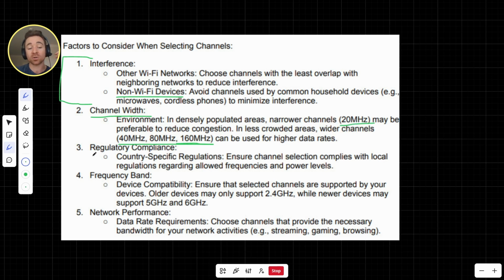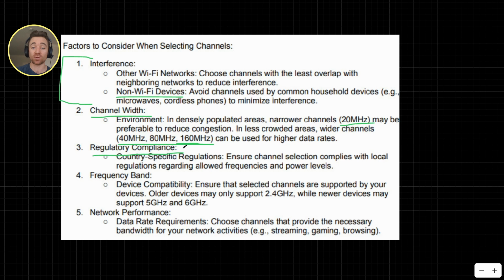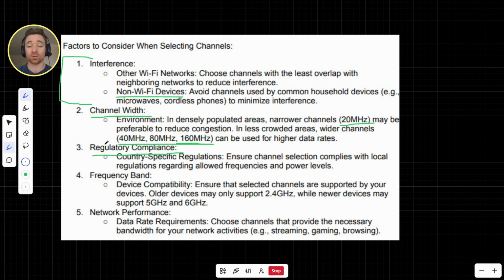You'll need to consider your regulatory compliance. Your particular area will have regulations regarding the channels that you can use, the width, things to that effect. So you'll need to be familiar. You don't need any specifics in terms of the exam. You just need to know that your area may have regulations that you do need to follow. You need to know the channels, benefits and cons for each frequency band. We talked about that before. Some have more, some have less.